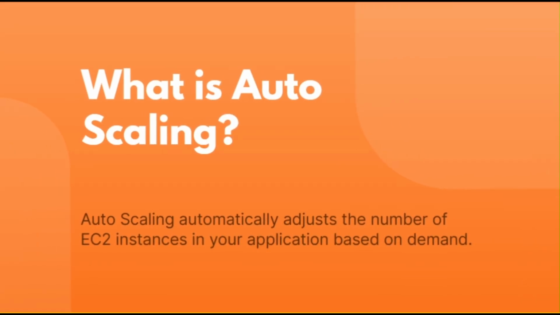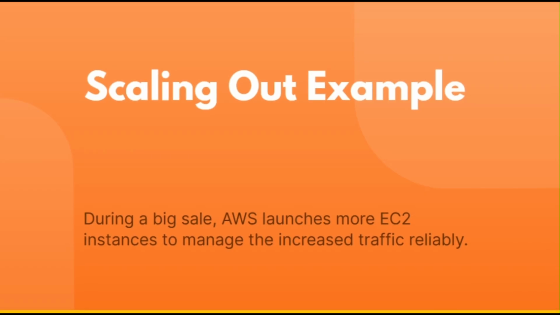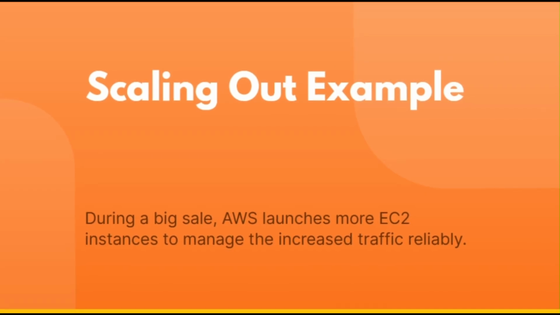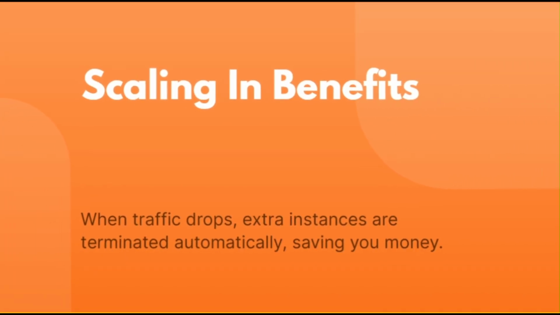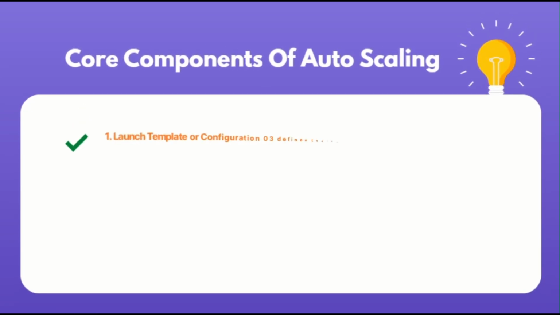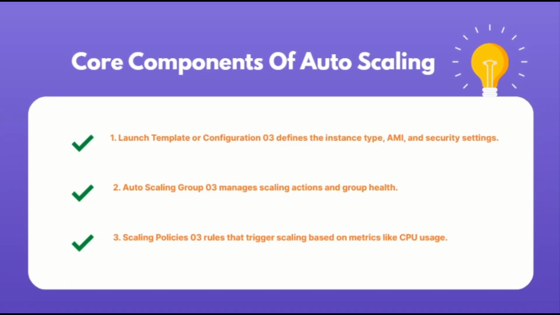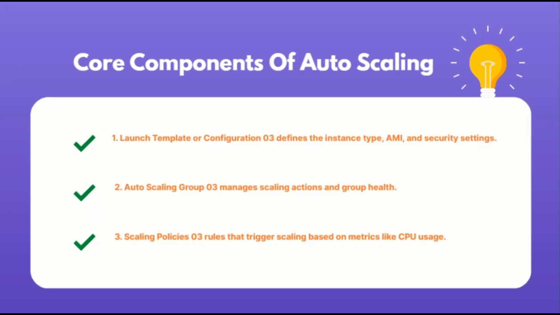During big sales, AWS launches EC2 instances to manage the increased traffic reliably. The benefit of scaling is that when traffic drops, extra instances are terminated automatically and save your money. The core components of auto scaling are the launch template, the auto scaling group, and scaling policies. Okay, now let's set it up practically.